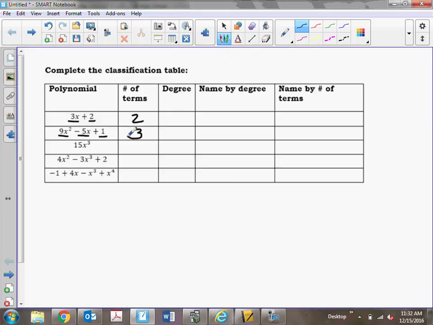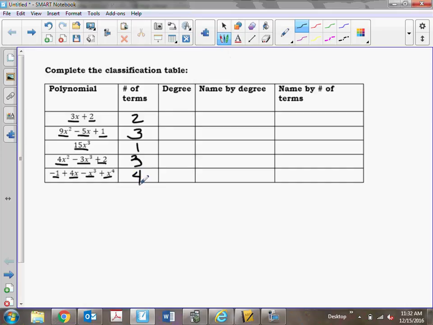The next one is just 15x to the third. So that right there is just one term. The following one, we have 4x squared minus 3x to the third plus 2. So we have 1, 2, 3 terms. And that last one right there, I have a negative 1 plus 4x minus x to the third plus x to the fourth. So I have 1, 2, 3, 4 terms.